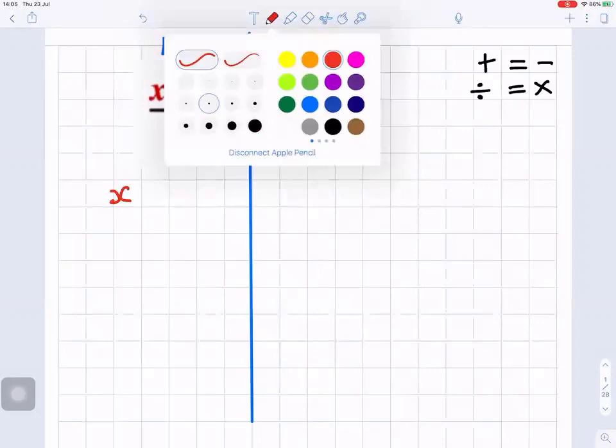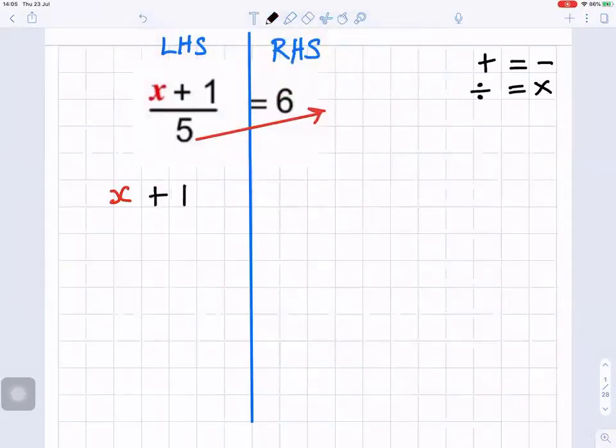So what you would have is x plus 1 equals 6 times 5. So that means you've taken the 5 to the other side, because it was divided, it becomes times. If you write that down, please. So that gives us x plus 1 equals 30.